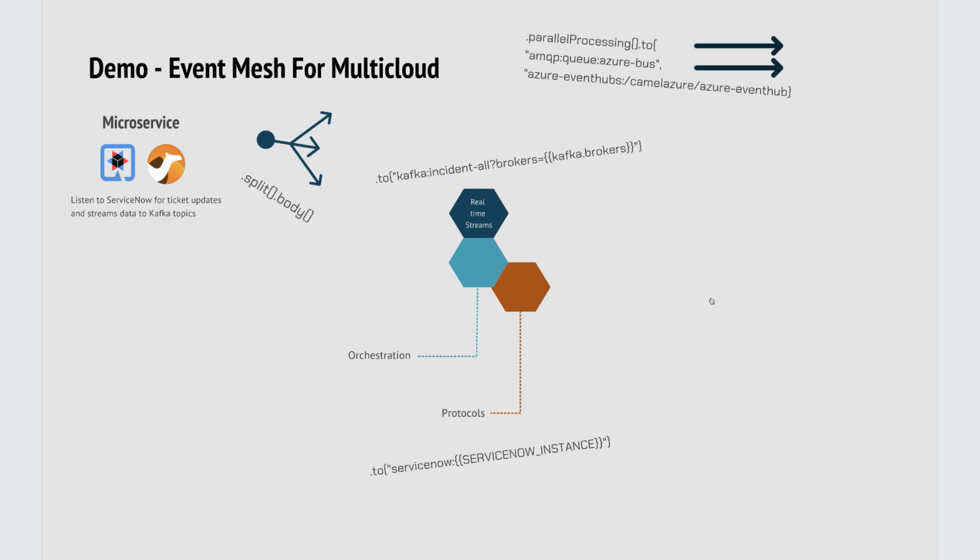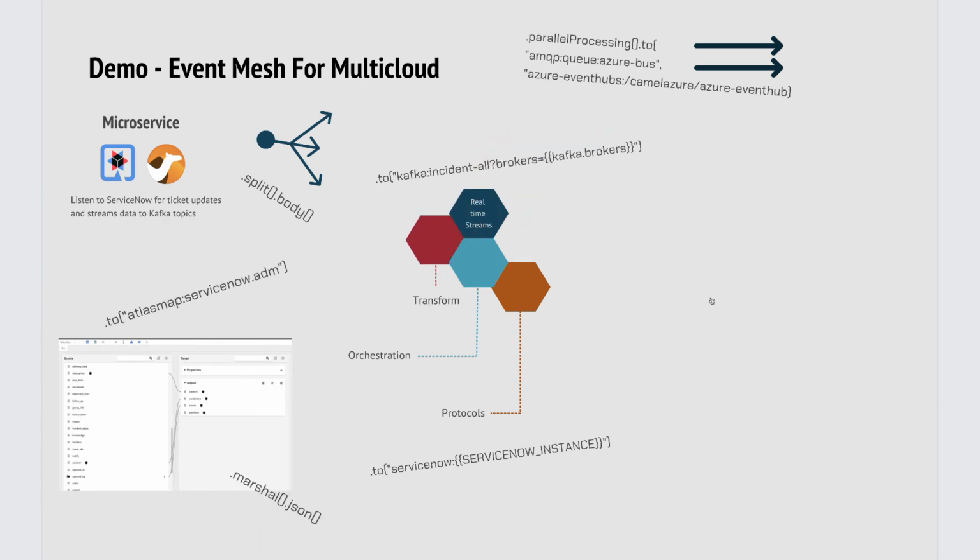Another thing I did in this microservice is transforming the actual data. There are many different ways I can transform with Camel Quarkus or Camel K. As you can see, I'm using a marshal to JSON. That means I can turn my data into many different types of data, JSON, XML, whatever it may be.